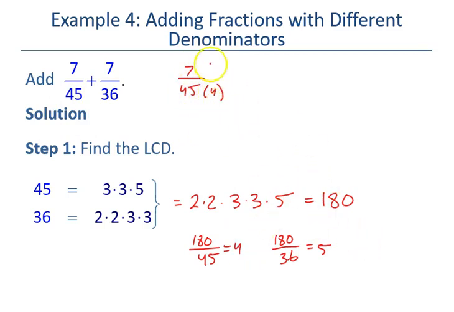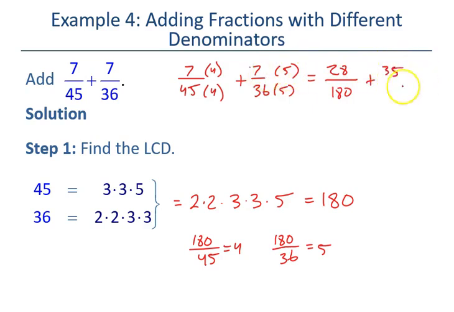What I do to the bottom, I have to do to the top. Then I've got plus. Now I've got this other 7 over 36. Notice it's a 5, so I'll come in here and multiply everything by 5. Continuing on, 7 times 4 is going to be 28, and then I know I'm going to have 180 on the bottom. Plus 5 times 7 is 35, and then I know I'm going to have the 180 again.